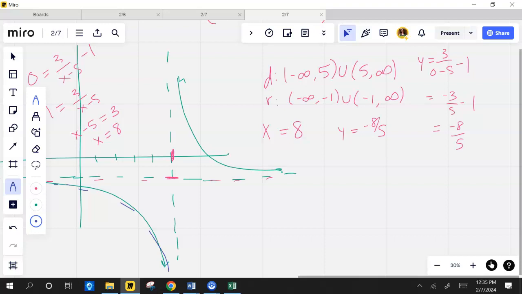Decreasing is going to be negative infinity to 5. If it's always decreasing, then all I have to do is copy my domain here.